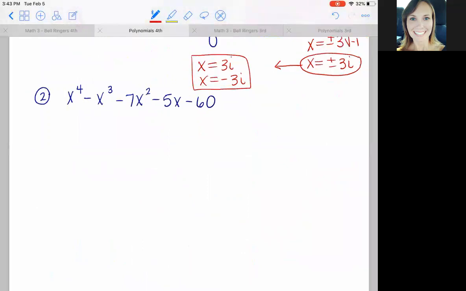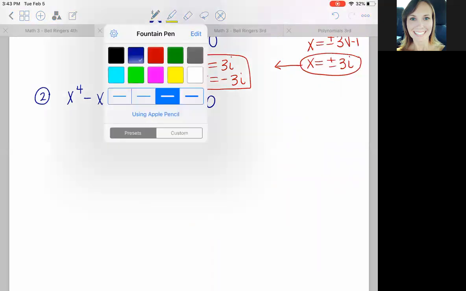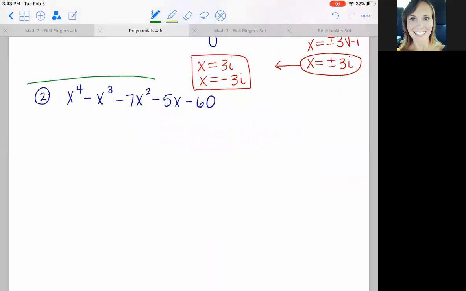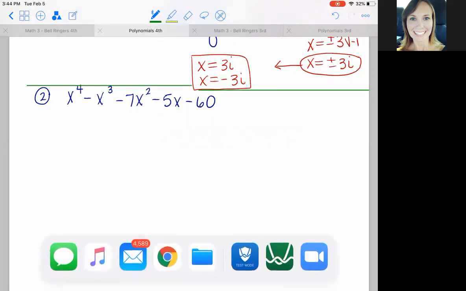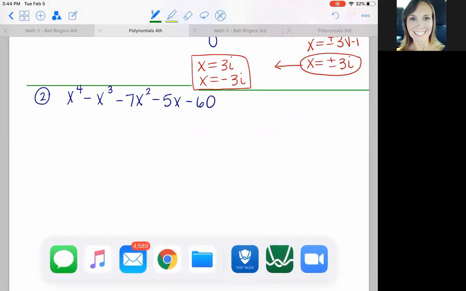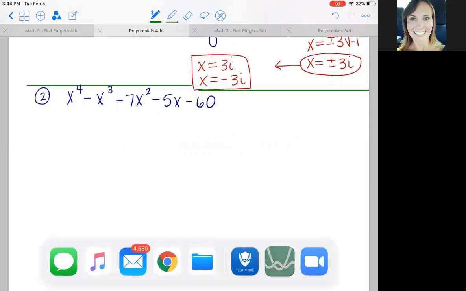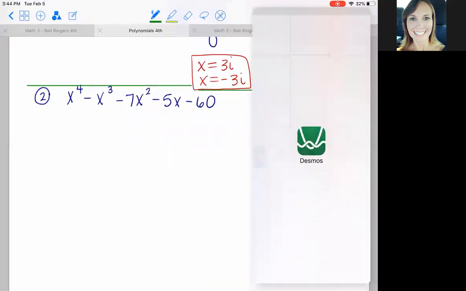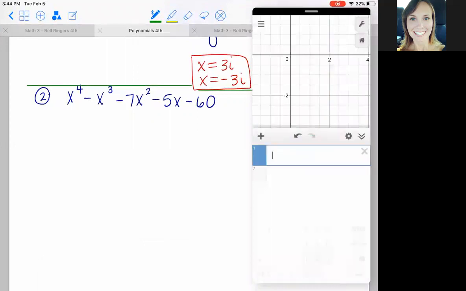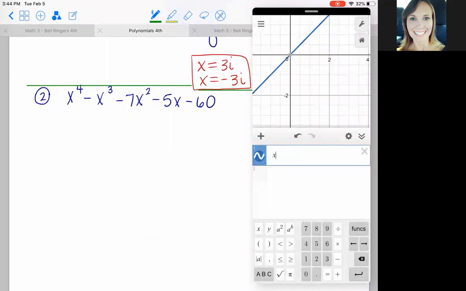The second question, and if at any point you need to pause this, feel free. I'm also going to start this one off by using Desmos. So I'm going to type this one in because I haven't been given a 0, so I have to find it.